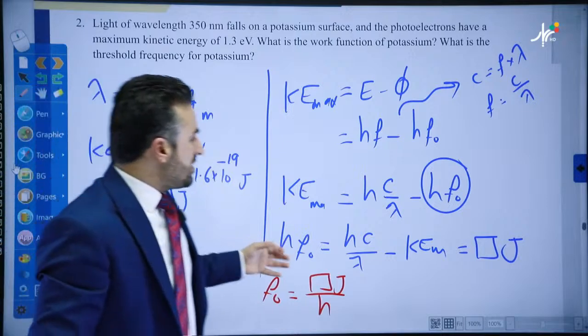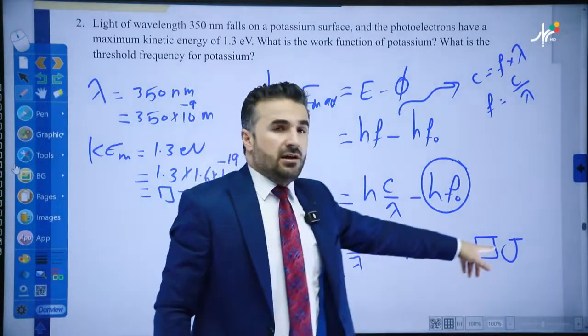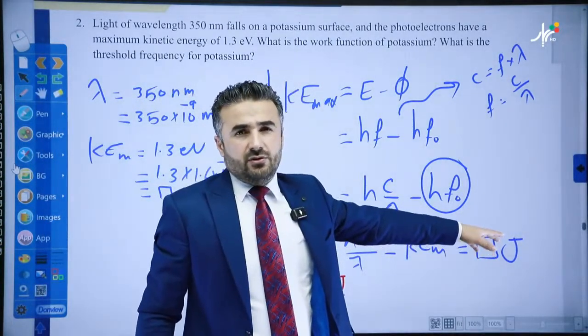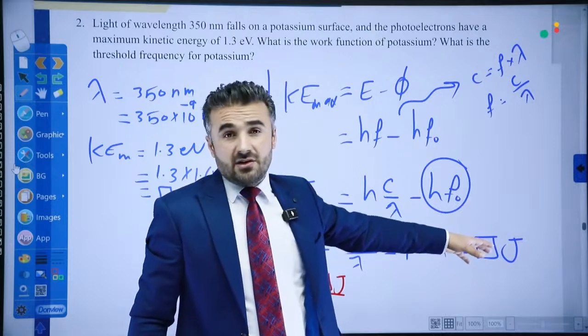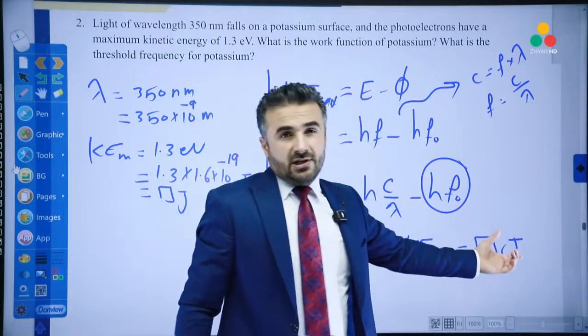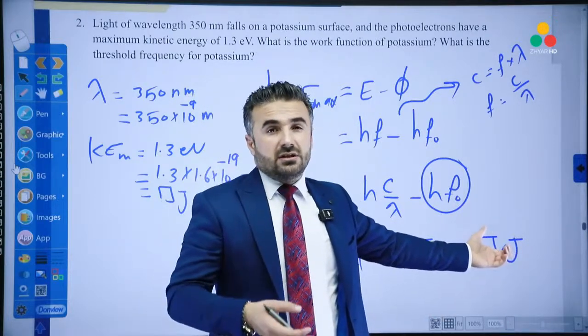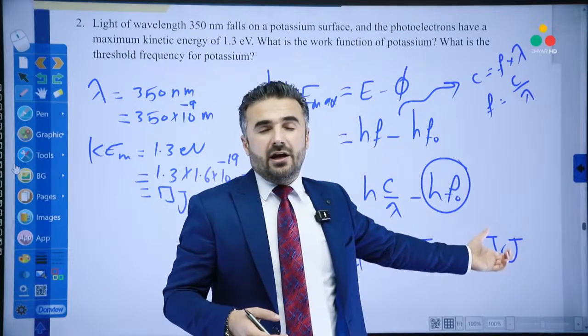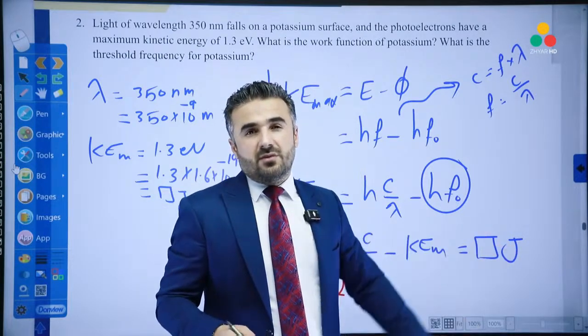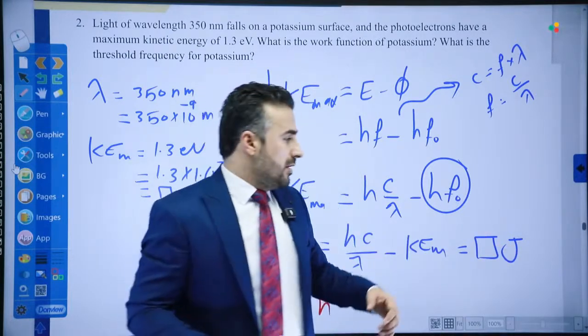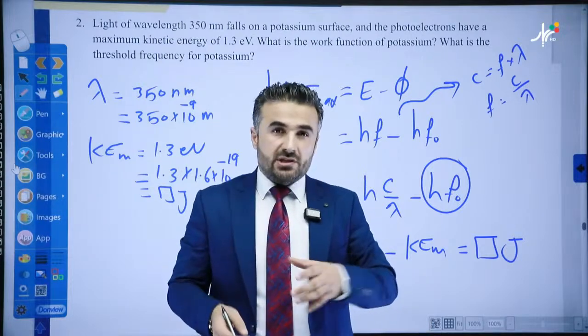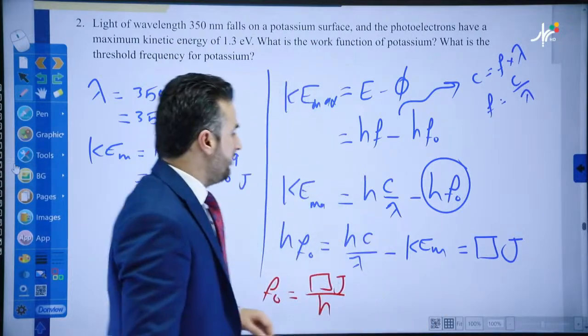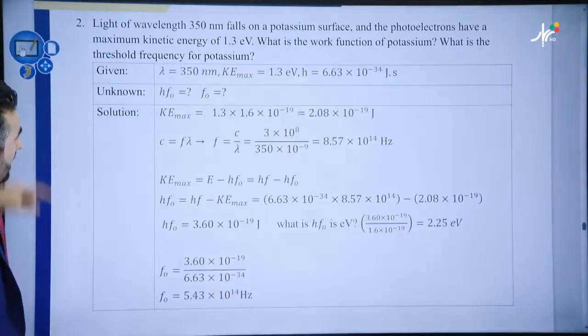By the way, if they ever ask you to find the work function in electron volt, what would you do? Of course, that is in joules. If you want to convert joules to electron volts, we normally divide by 1.6 times 10 to the power negative 19, then we will be able to convert from joules into electron volt.